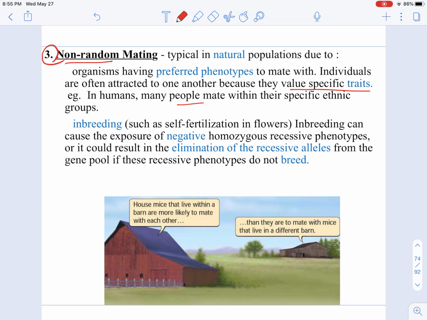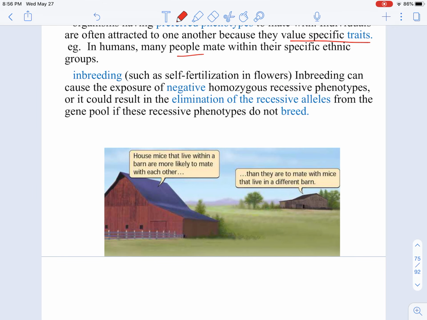Inbreeding can be negative because sometimes when individuals within the same group mate, there's more likely to be the recessive, maybe even deadly or disease-causing alleles that may end up together and be expressed. So we looked at how that happened with hemophilia in royal families that tended to mate within their family.